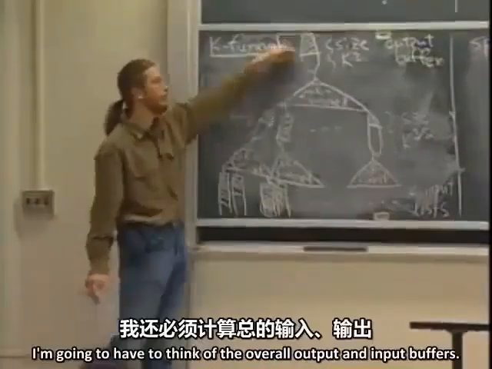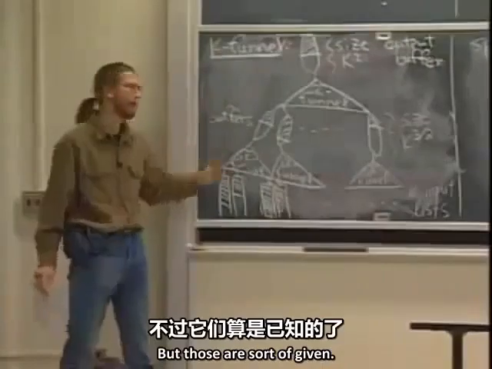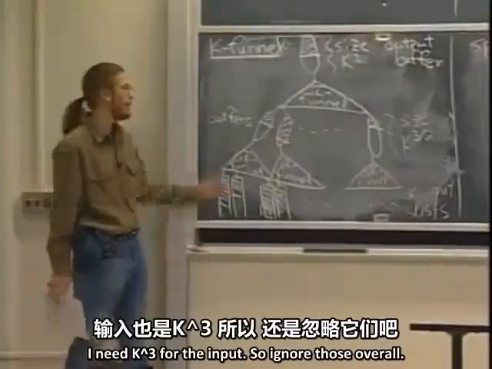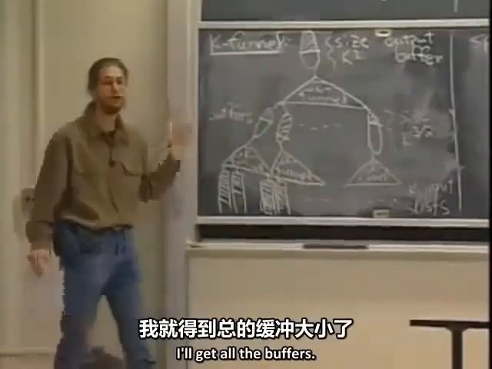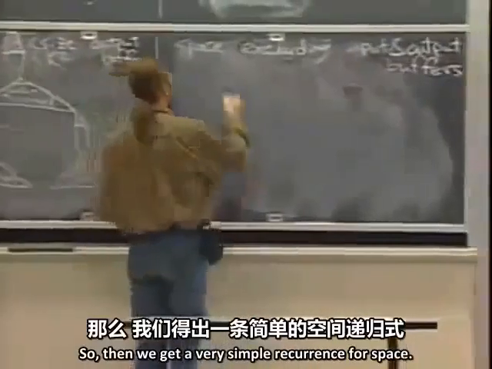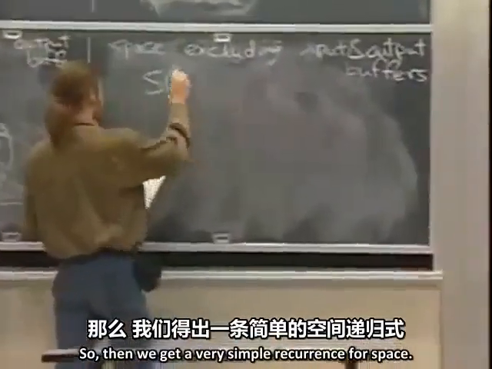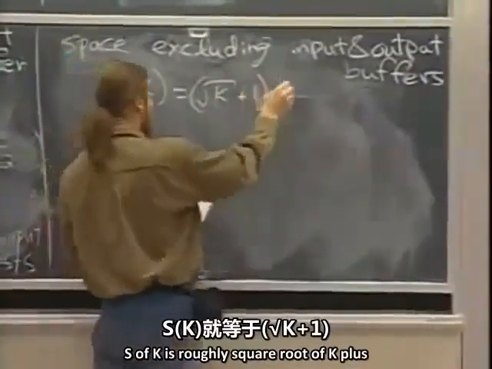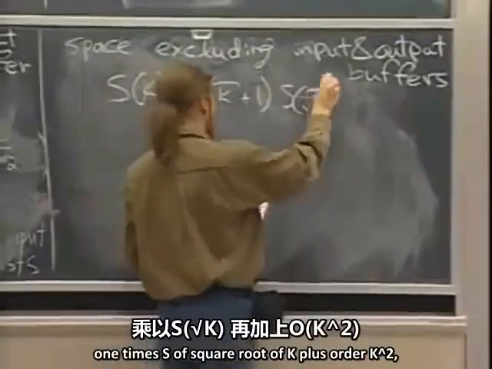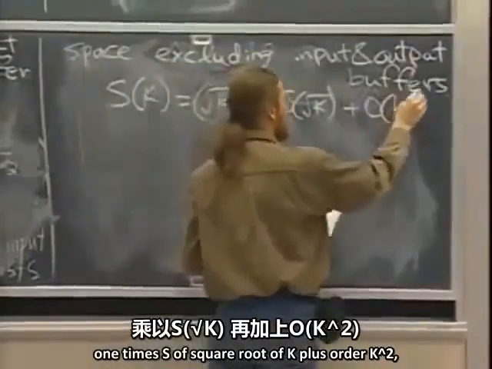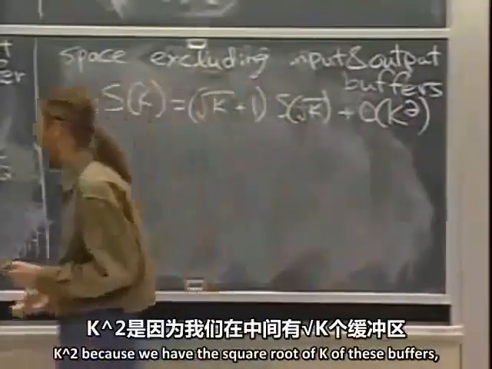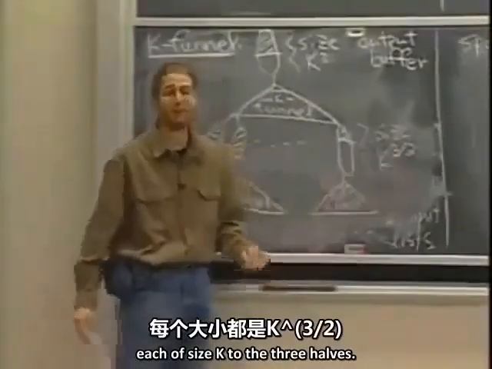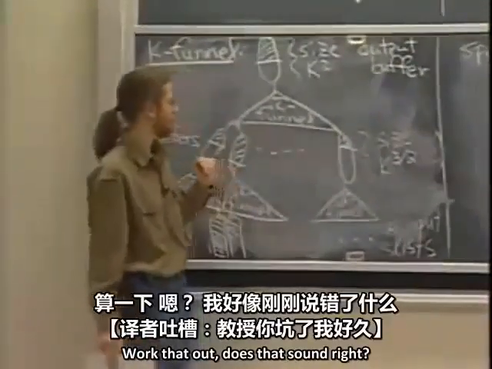And then separately, I have to think of the overall output and input buffers. But those are sort of given. I mean, I need k cubed for the output. I need k cubed for the input. So ignore those overall. And then if I count the middle buffers recursively, I'll get all the buffers. So then we get a very simple recurrence for space. S of k is roughly square root of k plus 1 times S of square root of k plus order k squared. K squared because we have square root of k of these buffers, each of size k to the 3/2. Work that out. Does that sound right?